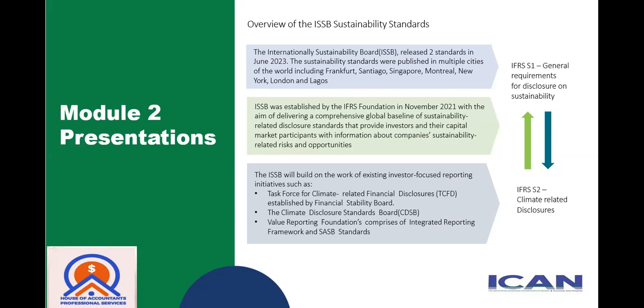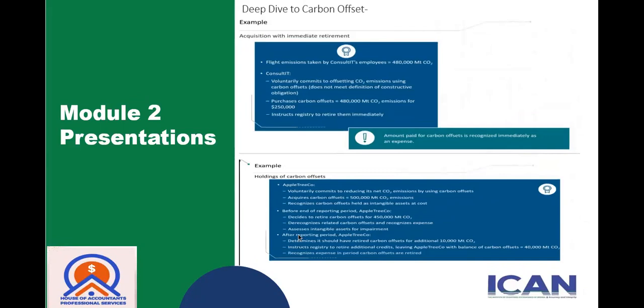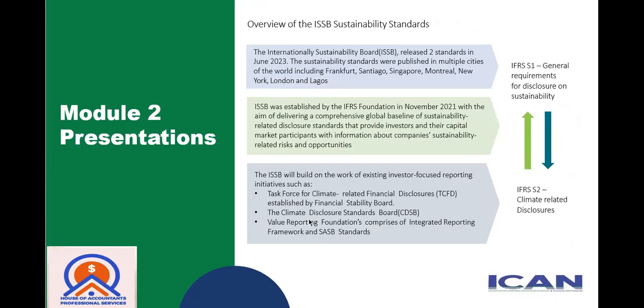ISSB was established by the IFRS Foundation in November 2021 with the aim of delivering a comprehensive global baseline of sustainability-related disclosure standards that provide investors and other capital market participants with information about companies' sustainability-related risks and opportunities. Every investor wants to know about the companies they want to invest in. They want to know what the company is likely going through. And that is why when a company is reporting on sustainability, they're going to have more investors. Investors will have trust in that organization.